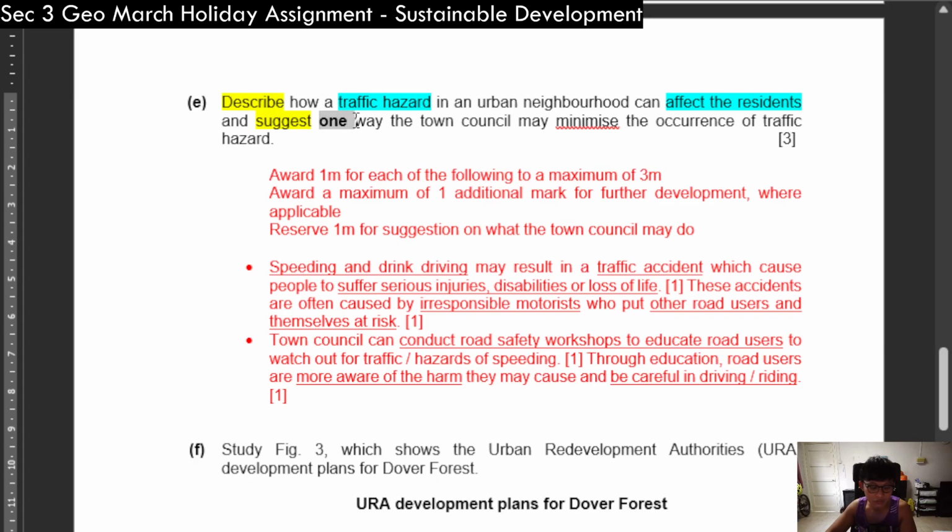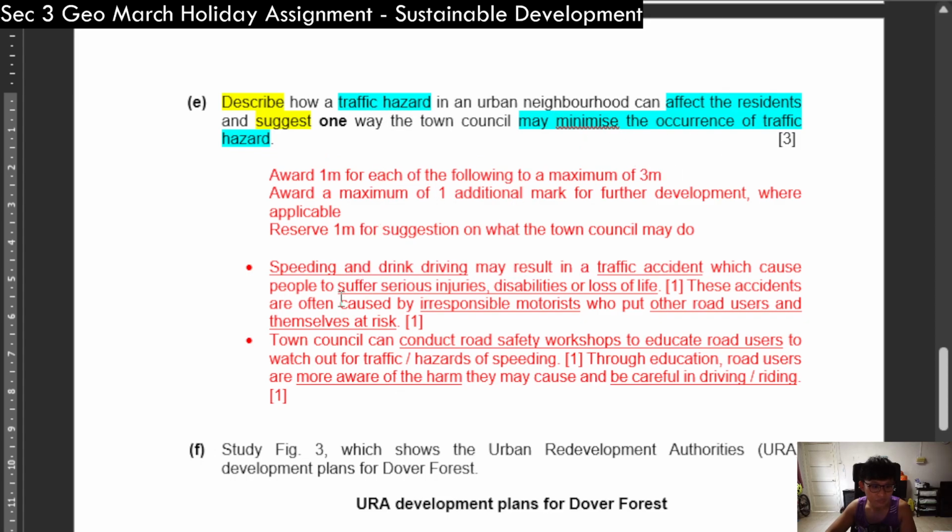Suggest is to give a reason. Give one way in which the town council may minimize the occurrence of traffic hazard. In other words, to reduce traffic hazard. So there are 2 parts to this question. In total, this question is worth 3 marks. So 1 mark for each of the following 3 points.